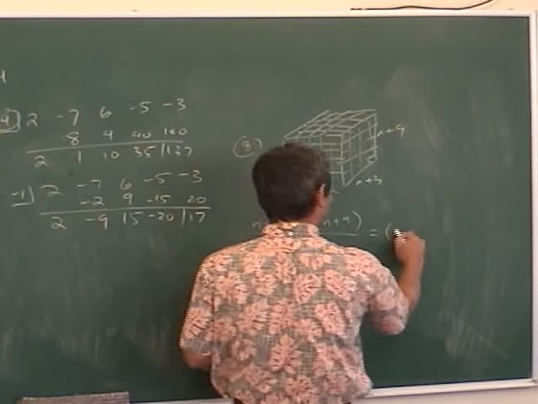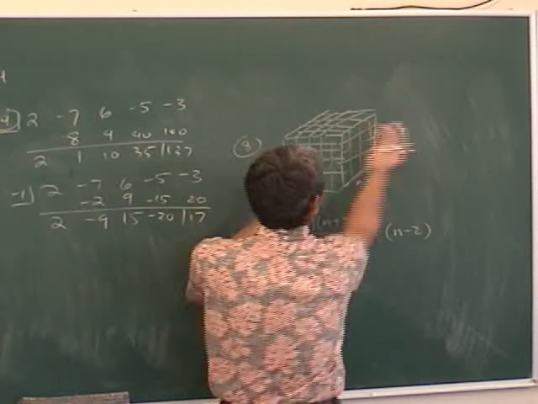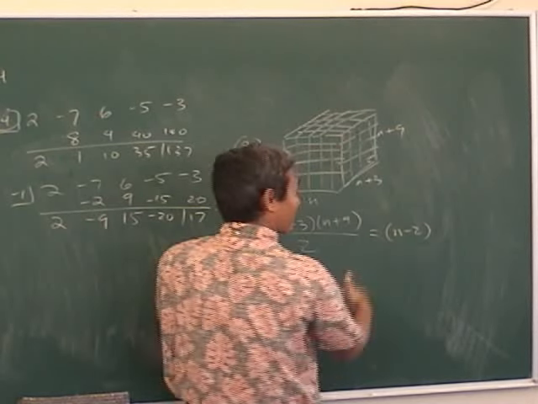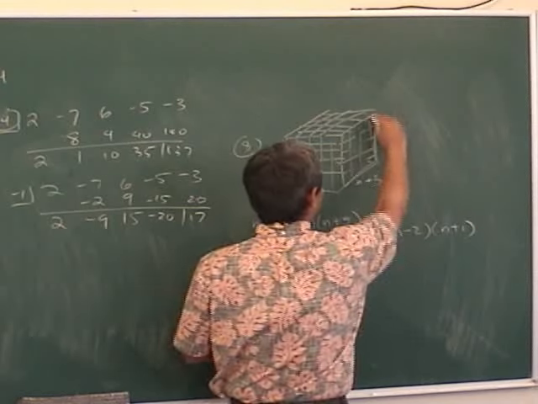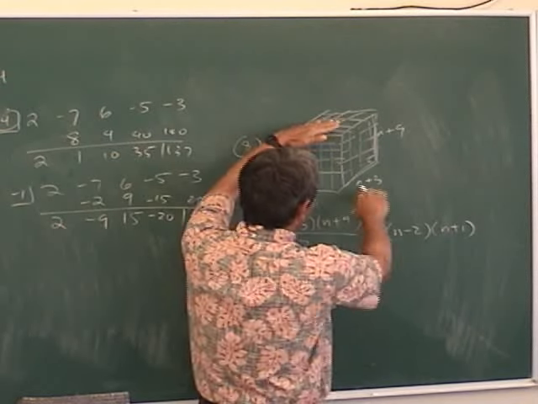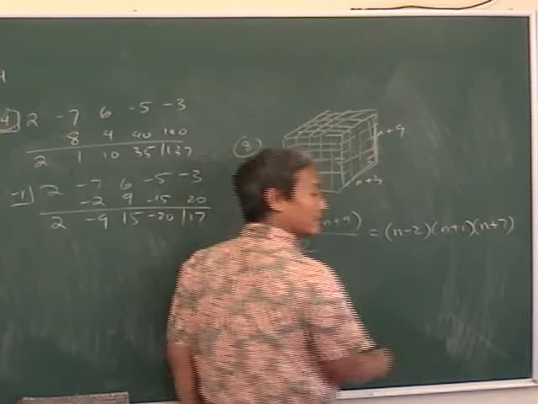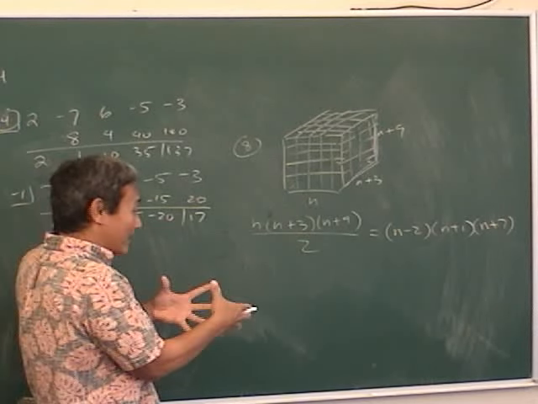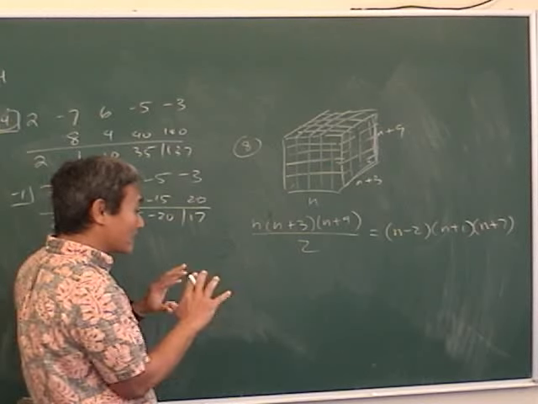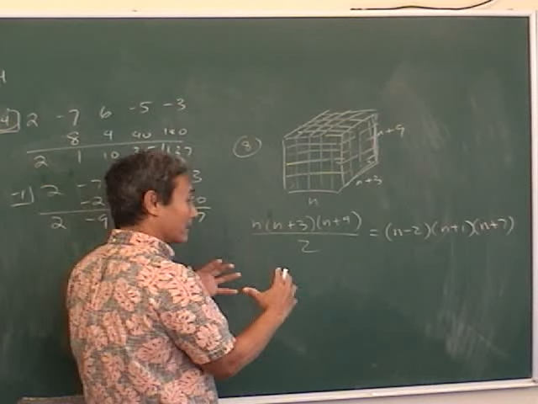n minus 2, right? Okay, this side is n plus 3. If I take away this front and take away the back, what's going to be left? n plus 1. And then this is n plus 9. If I take away the top and take away the bottom, what's going to be left? n plus 7. Right, because everything inside doesn't have paint on it. The paint is only on the outside blocks. So what you've got to do is take away the outside skin.